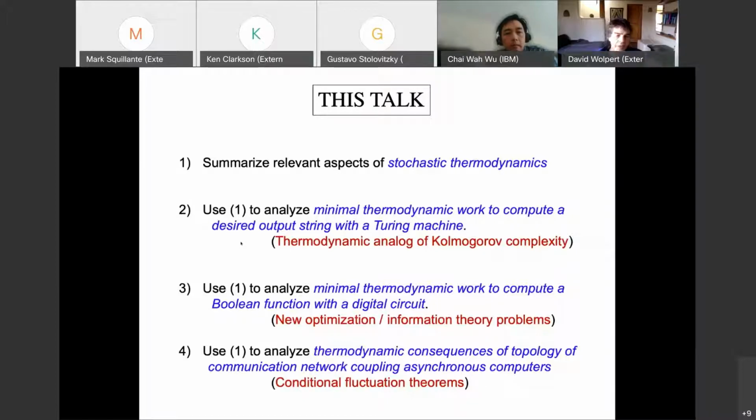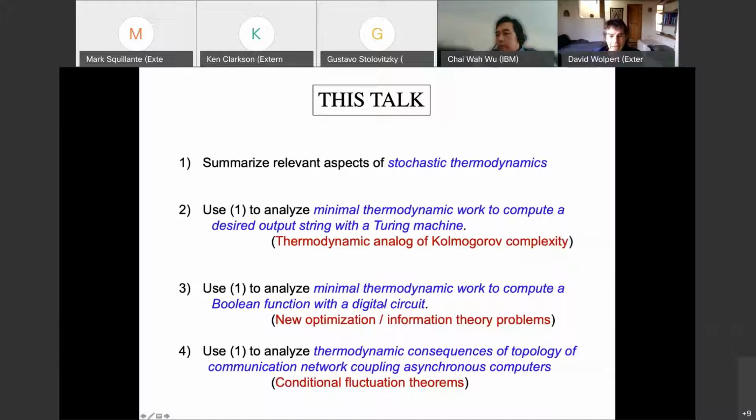The next issue that I'll talk about is what some of the thermodynamic properties are of digital circuits. So in particular, I'll look at a loop-free, branch-free circuit that's computing a given Boolean function. It turns out that the minimal thermodynamic work, the generalized Landauer bound, so to speak, for computing a fixed Boolean function depends on the digital circuit you use to compute it, because the different topologies of the circuits are going to have different thermodynamic consequences. There's an infinite number of digital circuits that will compute any given desired Boolean function.